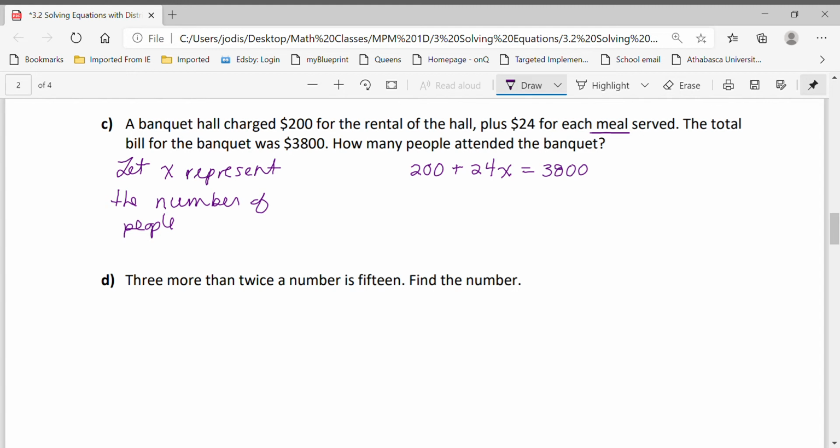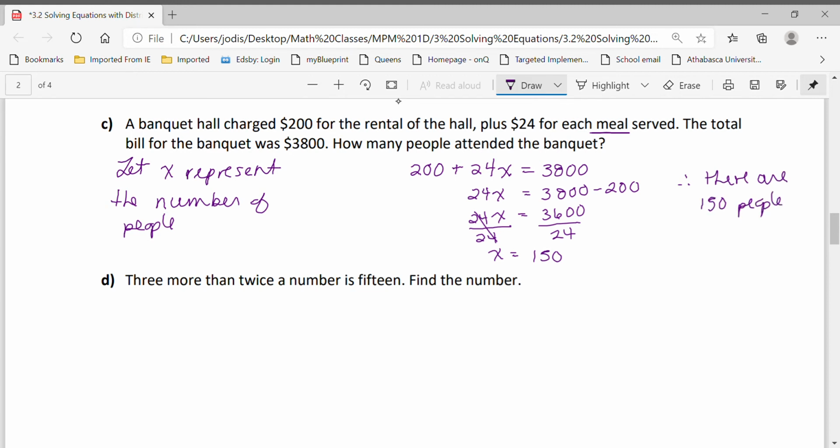So now we have to solve our equation. We want to undo this adding the 200, so we're going to subtract it from this other side here. So we've got 3,600. And then we want to get rid of our multiplying by dividing. So X is 150. So we could say, therefore, there are 150 people at the banquet.